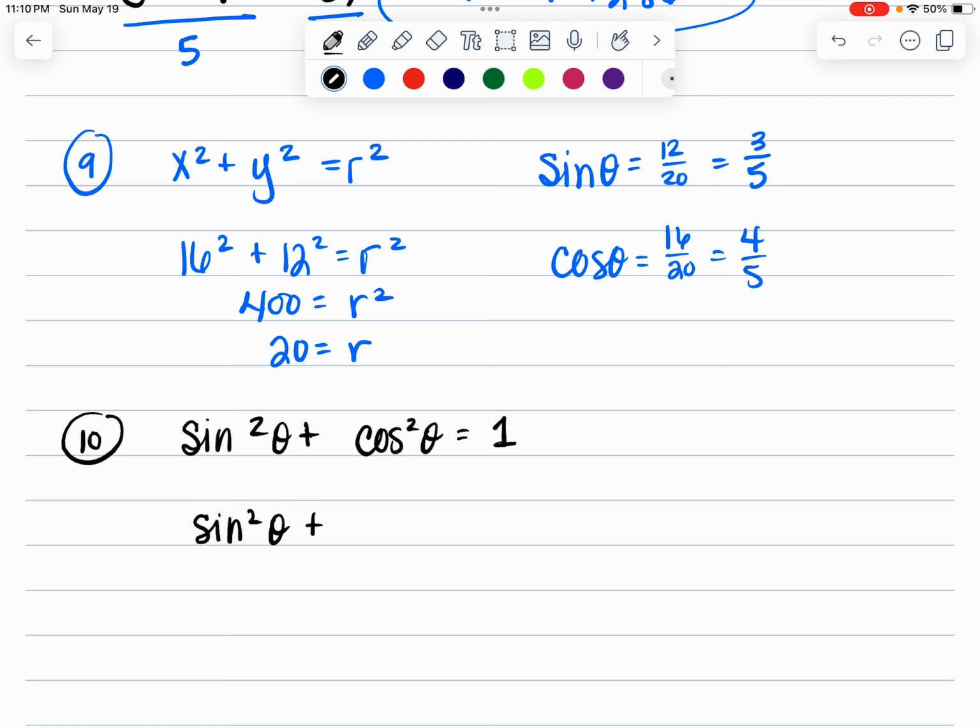So sine squared plus cosine squared, they said cosine is 5/13. So sine squared theta plus (5/13) squared is 1. So sine squared theta plus 25 over 169 is 1. Now listen, I know we love our calculators and we love decimals, but this is not the time or place for it.